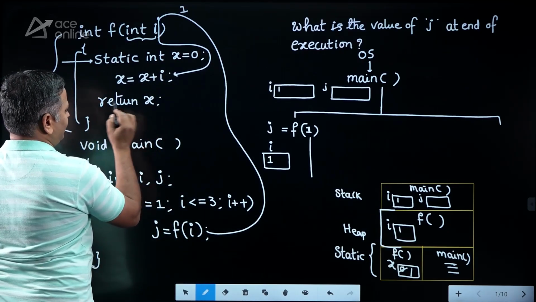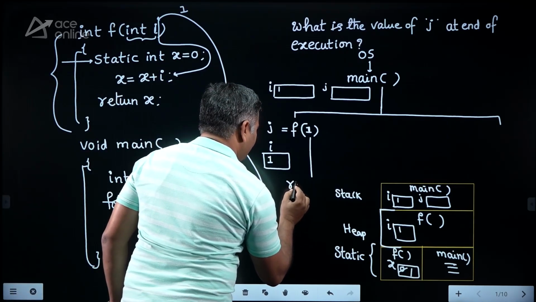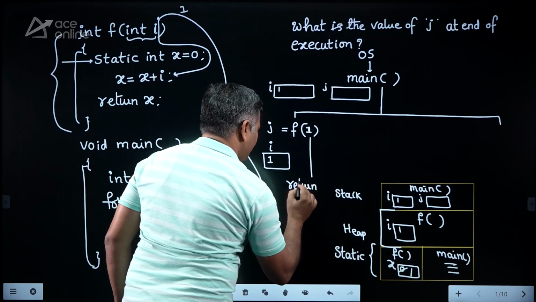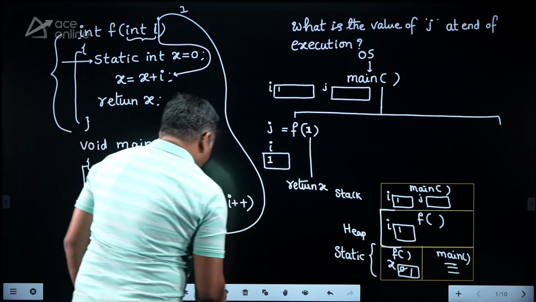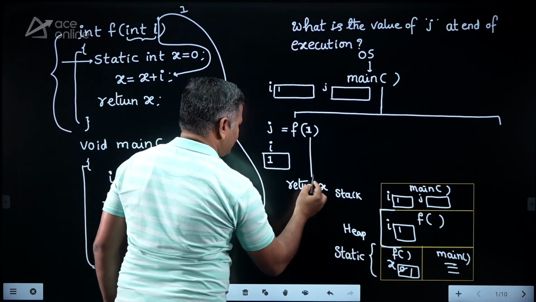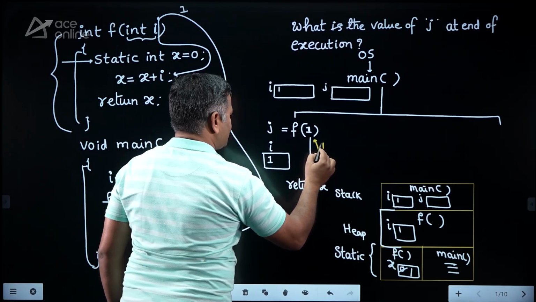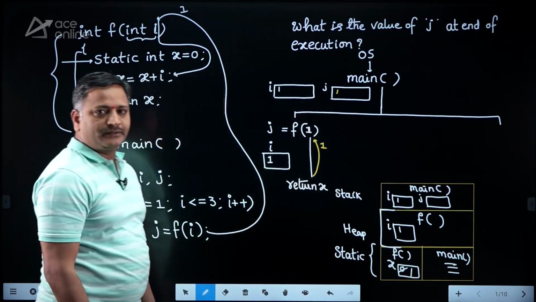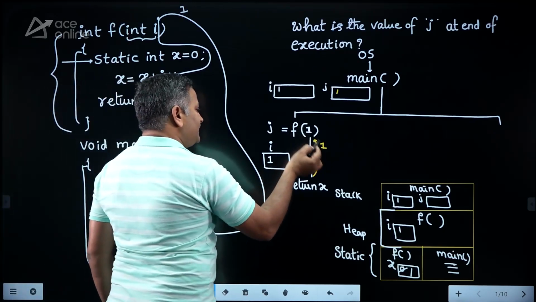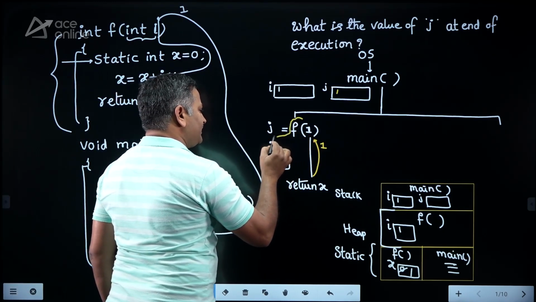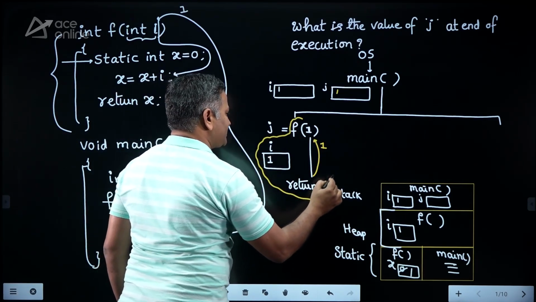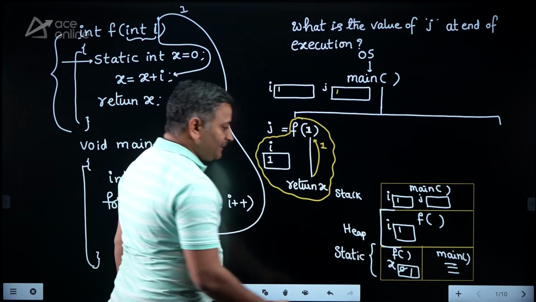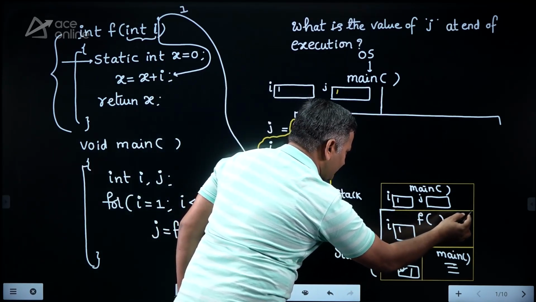Afterwards it will return x. So return x means the value of x, which is 1, is given back. That 1 will be copied into j of the main function, right? Whenever a function returns its value back, the activation record created for that function is automatically deleted from the stack. It is no longer available. This activation record will be deleted.